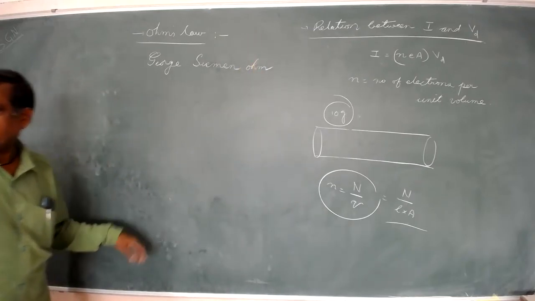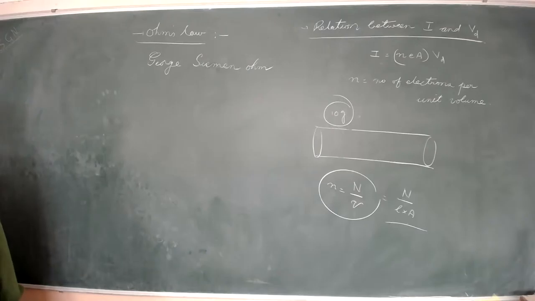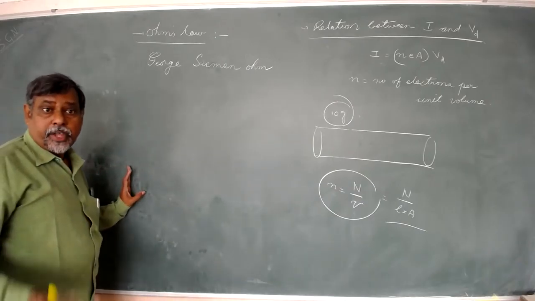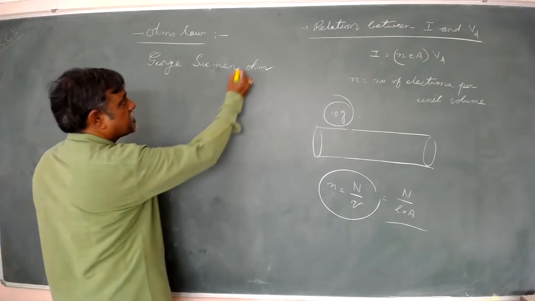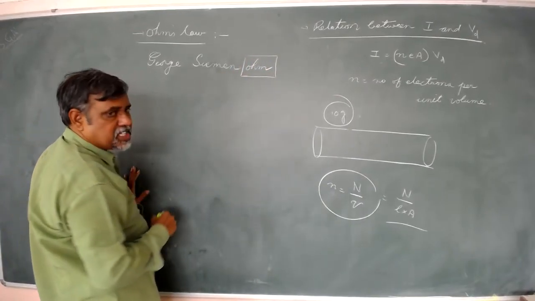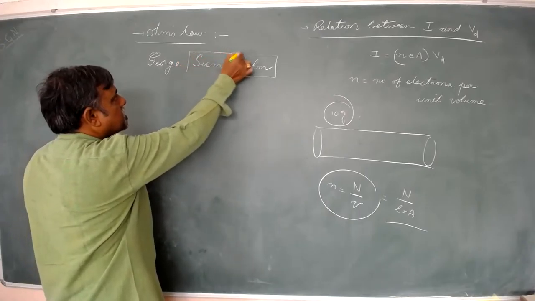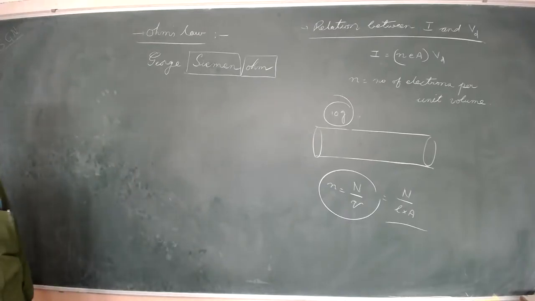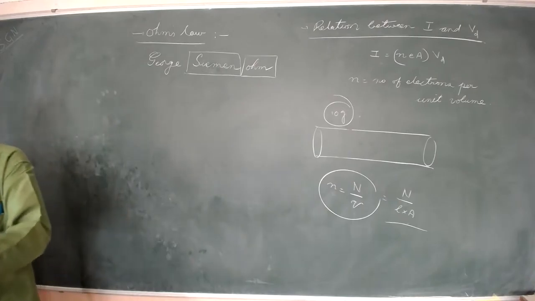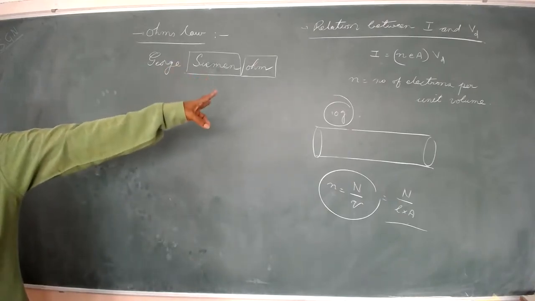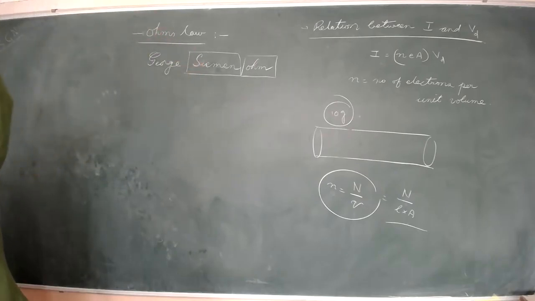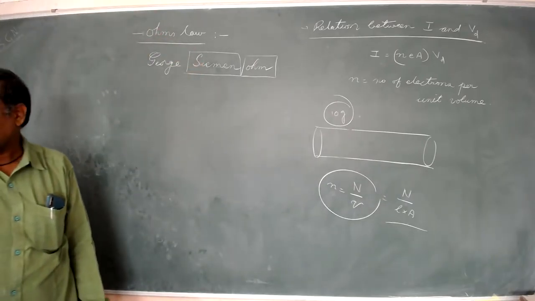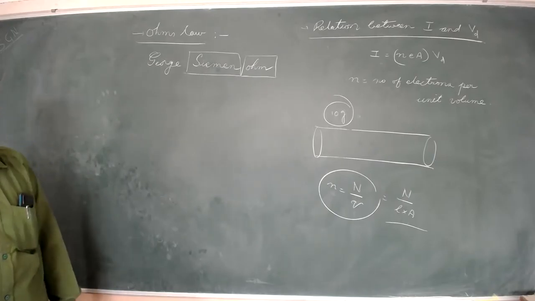George Simon Ohm. Understand? Why have I written his name completely? From his name, the unit Ohm is taken as one of the SI units. Even Siemens is also taken as an SI unit. Whatever the greatest contribution he rendered, as a token of honor two parts of his name were given as SI units.